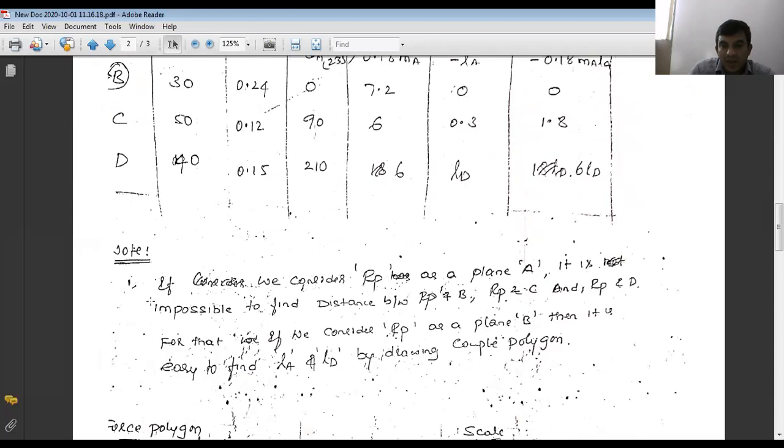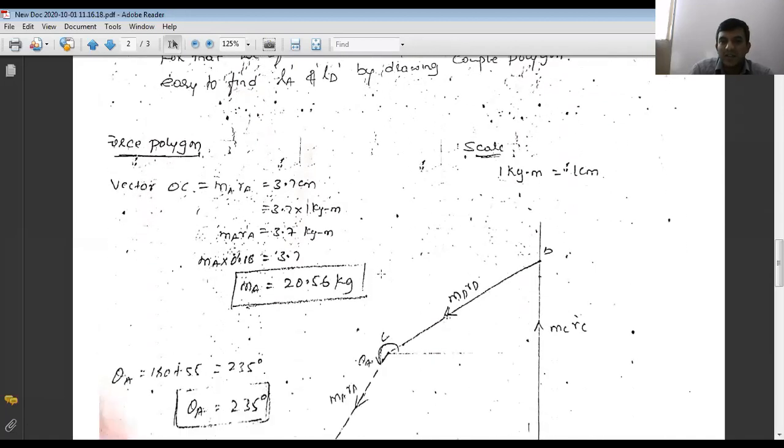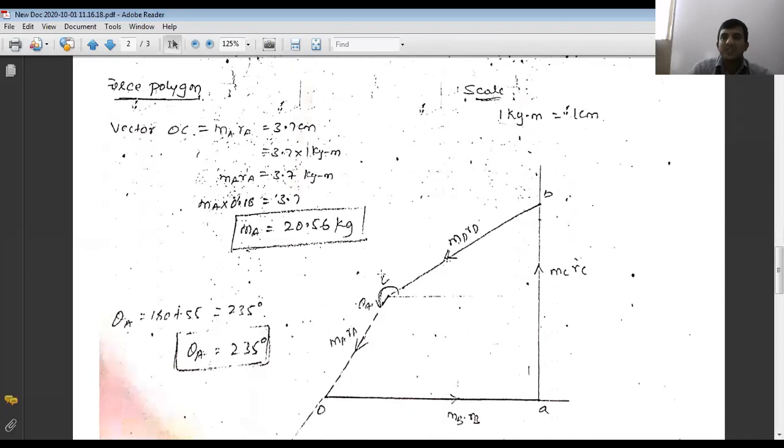Now this is the reason why we consider the reference plane as plane B. If you consider the reference plane as plane A, it is impossible to find the distance between the reference plane and B, C and D. That's why, if you consider the reference plane as plane B, then it is easy to find LA, LD by drawing a couple polygon. Remember that note also. Now for the force polygon, I consider a 1:1 scale, meaning 1 kg meter is equal to 1 centimeter. Then you go ahead with the force polygon.